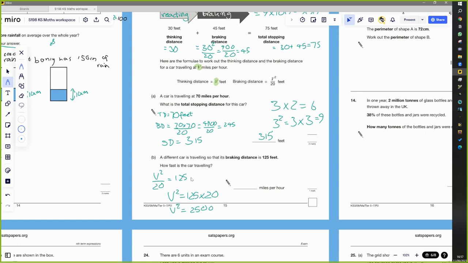Now, that's what v squared is. I don't want v squared, I want v. So I'm going to square root both sides. So the square root of 2,500, which I think is 50 if I'm not mistaken, because, yeah, I'm just going to make sure I'm not doing anything silly. Yeah. So because 50 times 50 would be 2,500, the speed that car must have been travelling is 50 miles per hour.